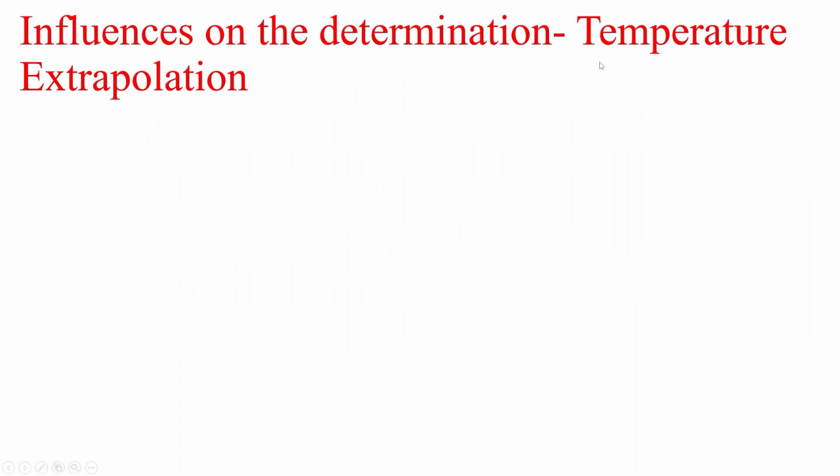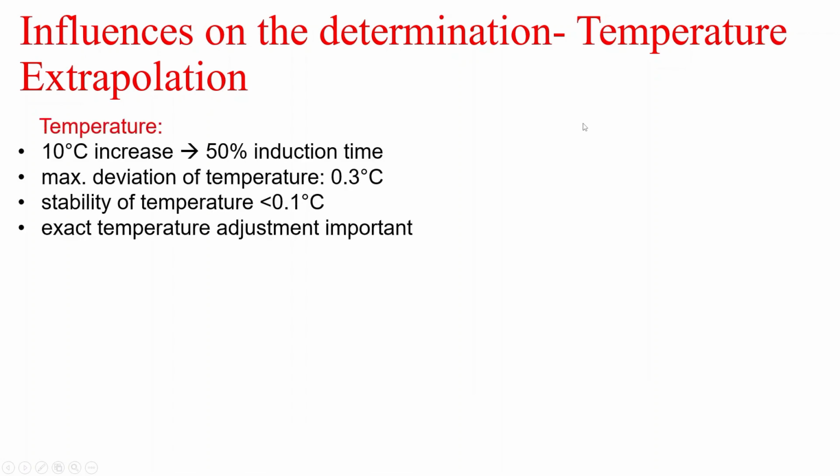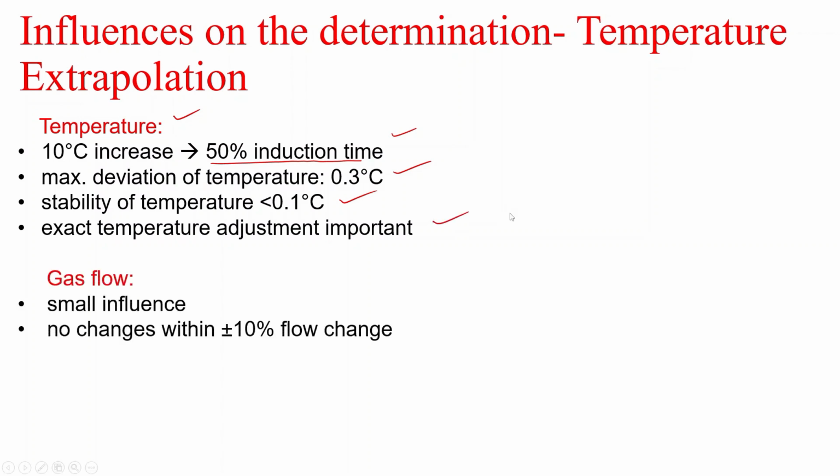Now let us see the factors which affect the induction time, or which may give erroneous results. The most important factor is temperature, because we know that a 10 degrees Celsius increase in temperature causes a 50% reduction in the induction time. The maximum deviation of temperature should not be more than 0.3 degrees Celsius, and the stability of the temperature should be less than 0.1 degrees Celsius. Exact temperature adjustment is very critical to have accurate results. Gas flow also has a small influence, but the major influence is by temperature only.